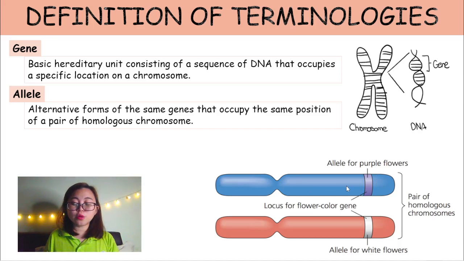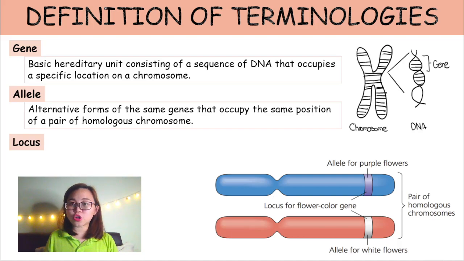Okay, on this first blue chromosome, you see that it has the gene for flower color. Dia ada gene untuk warna bunga, tapi allele pada kromosom biru ini adalah allele untuk purple flower. In the second chromosome, this red chromosome over here, the same location is the gene that codes for flower color also, but it has the different version, the alternative form, which is allele for white flower. So allele adalah gene untuk ciri-ciri yang sama, tapi versi berbeza. Okay, alternative form of same gene.